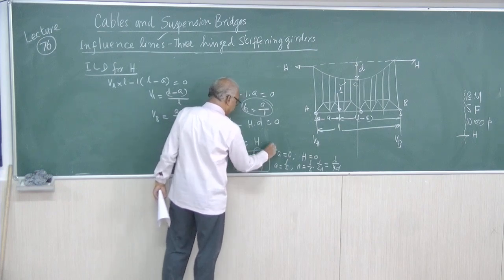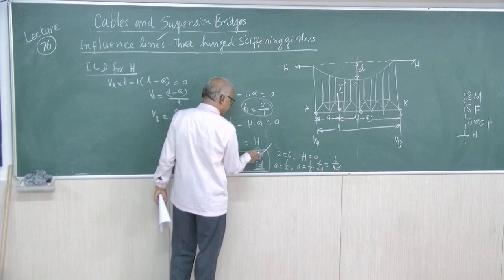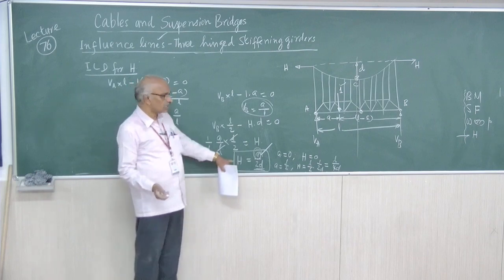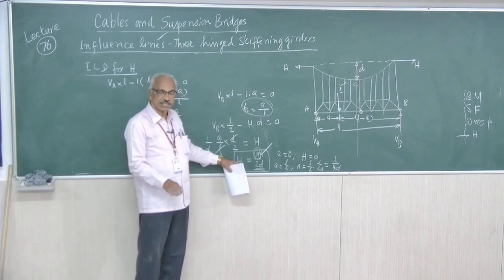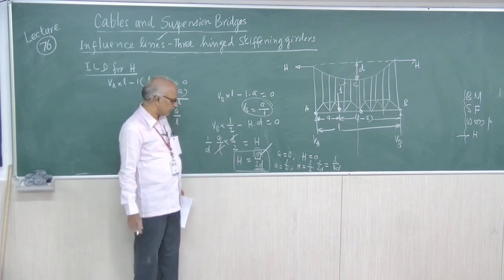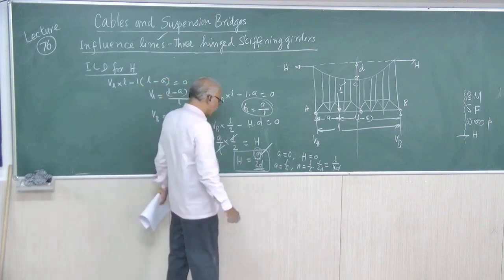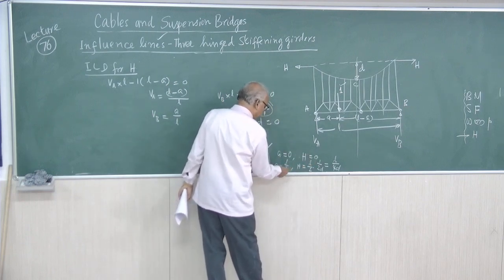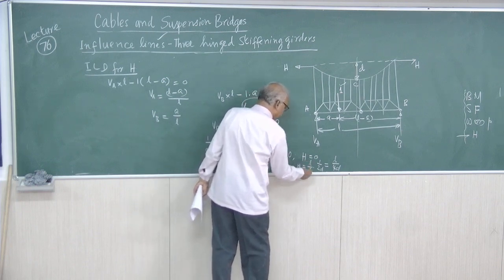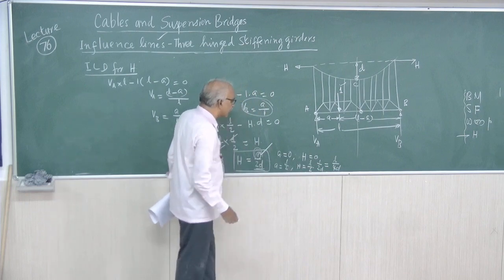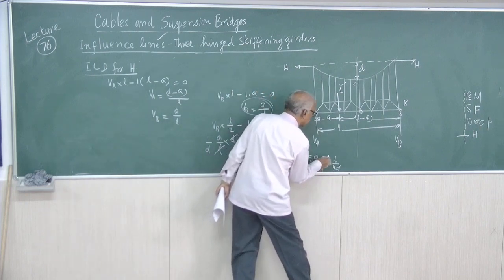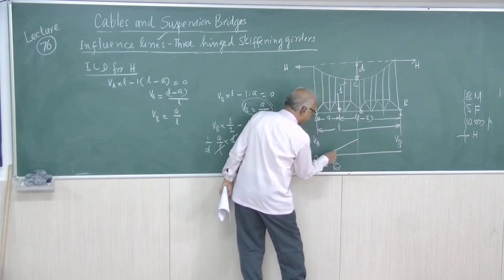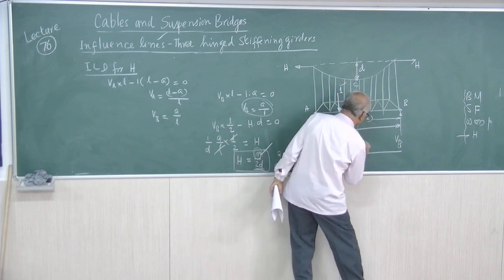Therefore, this is a variable here. This is fixed. A is a variable. The power of A is 1. Therefore, we will have linear variation in the influence line for the horizontal tension. When A equal to 0, H equal to 0. When A equal to L by 2, H equal to L by 4D. Therefore, the influence line for the horizontal tension will be, here it is 0, here it is L by 4D. Variation is linear because the power of A is 1.